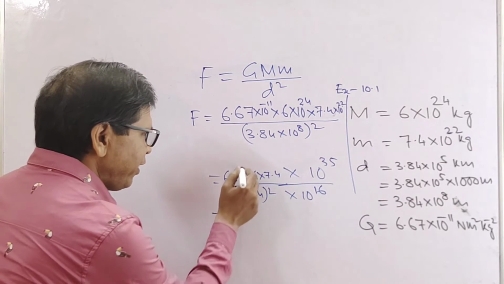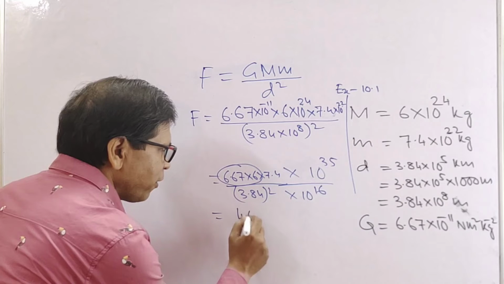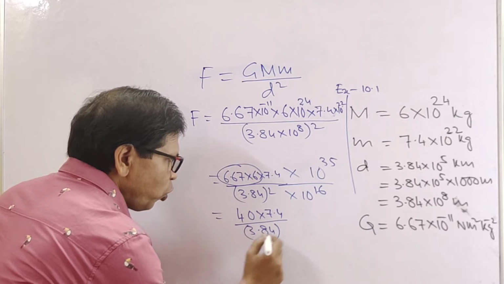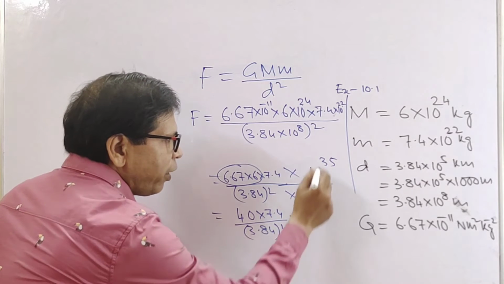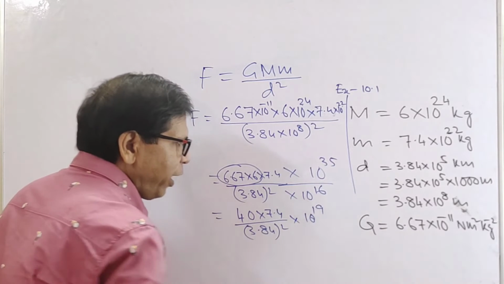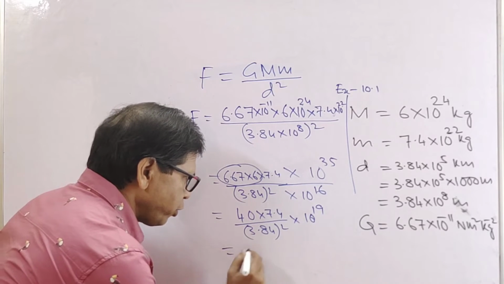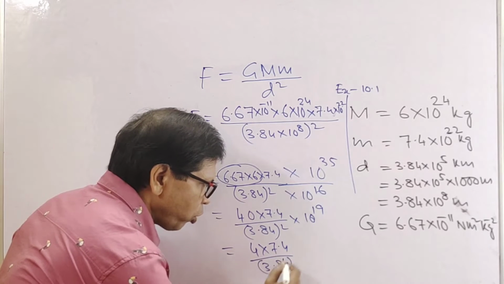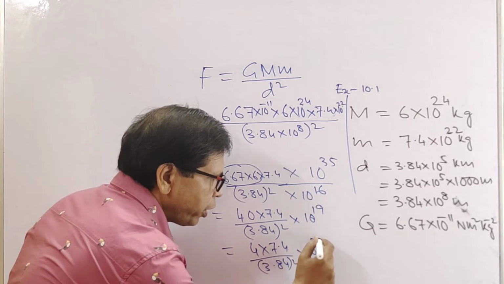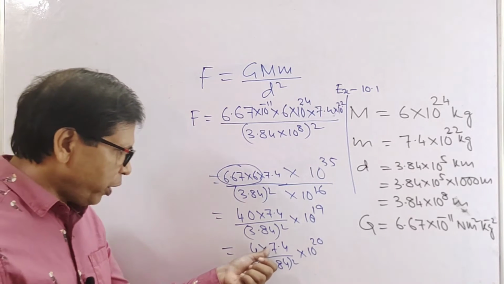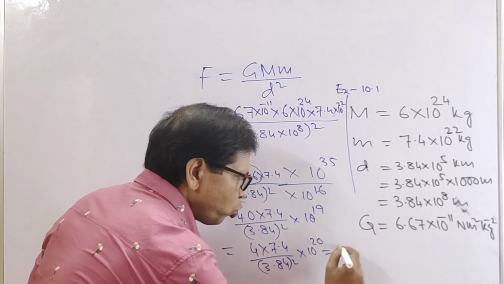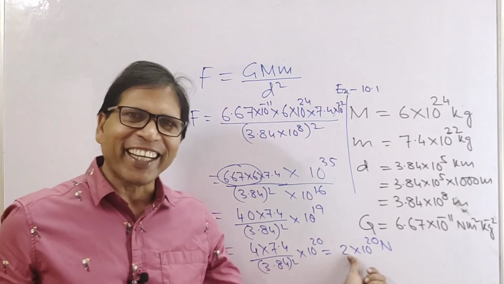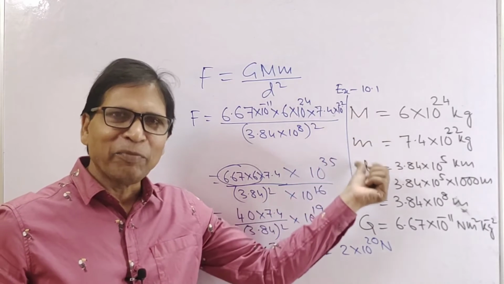Therefore this into this, so this is 40 into 7.4 divided by 3.84 whole square, into 10 to the power 19. Now this is 4 into 7.4 divided by 3.84 whole square into 10 to the power 20. Now if we divide this, we can get almost 2. So 2 × 10^20 Newton is the force of attraction between Earth and Moon.